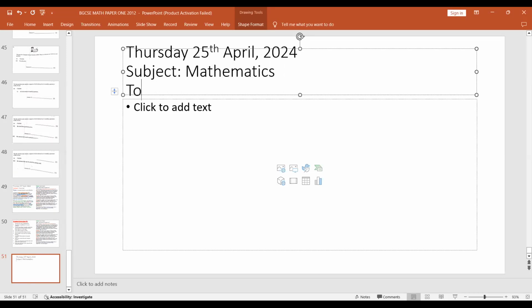And the topic is questions involving geometry constructions. Questions involving geometry constructions.